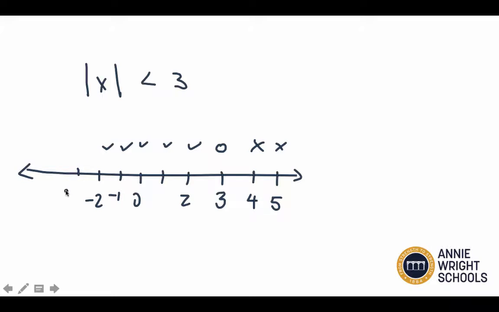0 works. -1 works. -2 works. And what about -3? -3 doesn't either. It works just like 3. And -4, well, that doesn't work either because the absolute value of -4 is bigger than 3. So now we start to see, look what happens. All of these values in between worked. And that looks a lot like an and inequality.